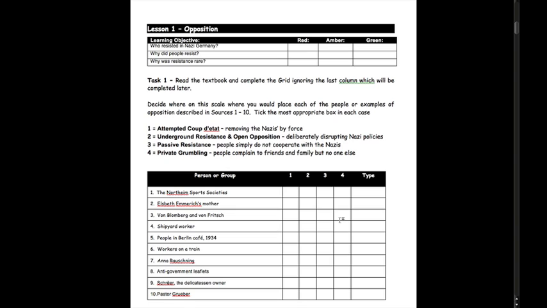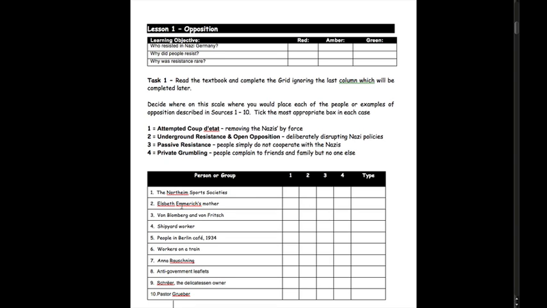In this case, level 4 is simply private grumbling. Level 3 is passive resistance, simply a failure to fully cooperate. Level 2 is underground resistance and open opposition, actively seeking out like-minded individuals, very difficult in a society where informing was common practice. And finally, level 1, the attempt to actually overthrow the regime, a coup d'etat or a putsch, as we've used in booklet 1 as an example. That most famously is the July bomb plot of 1944.